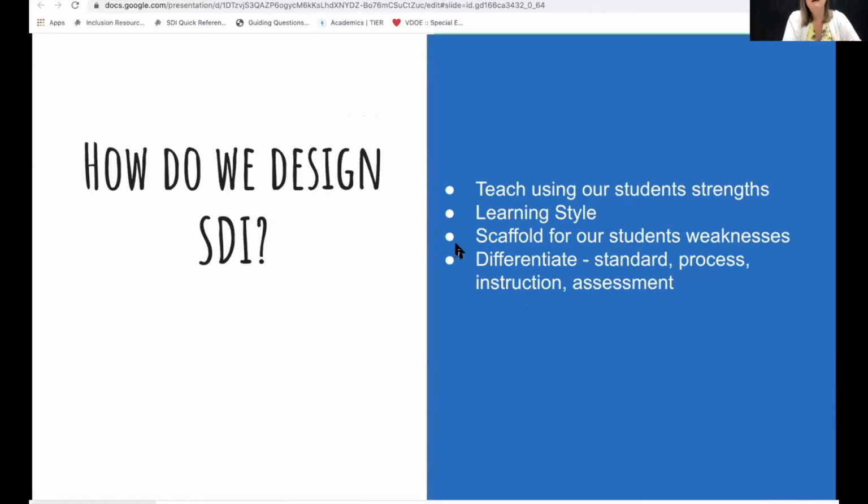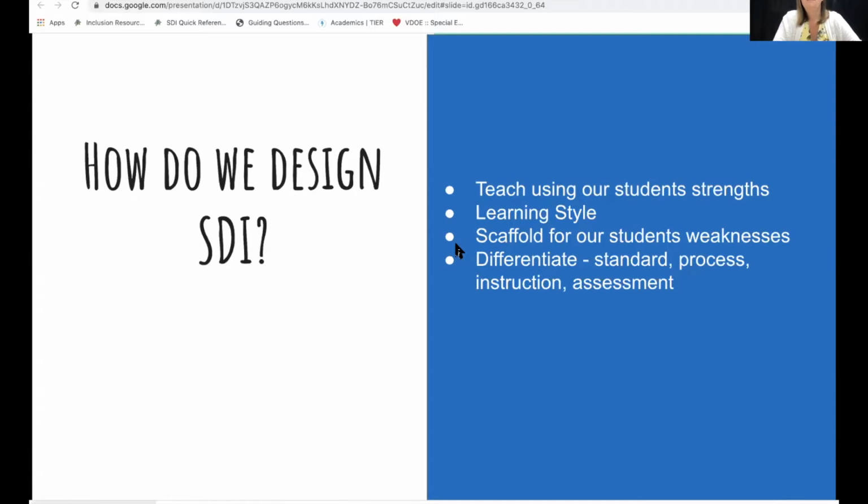How do we design SDI? Well, SDI is designed for teaching using the student's strengths. What are the strengths that the student already possesses? Look and see, what are some strengths? Do they like music? Do they have a very imaginative imagination? Are there certain likes that they have that you can pull on? And then what's their learning style? Is their learning style through movement? Is their learning style through writing? Is their learning style maybe that they have to have not just movement and writing, but movement and visuals? So keep that in mind.